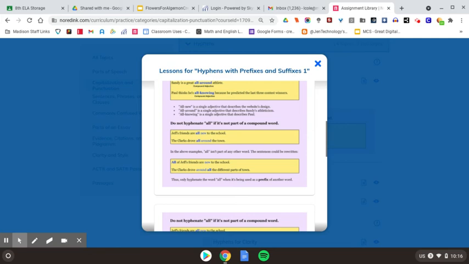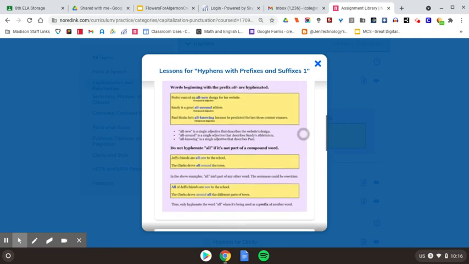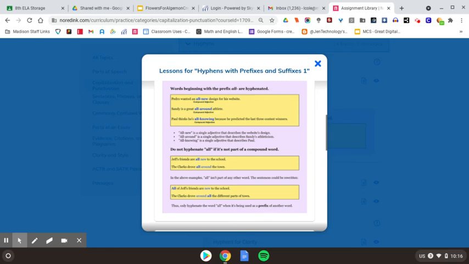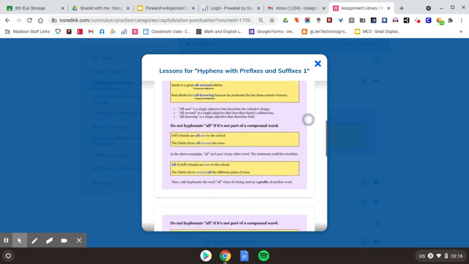Jeff's friends are all new to the school. Okay, so this is going to be another one of those where we have the quote-unquote thing after it. So look up here. All-new design. There's a thing after it. All-around athlete. There's a thing after it. Because he's all-knowing. All-knowing is describing the he, so in that case, there's a thing before it. Hopefully, there won't be too many like that one.